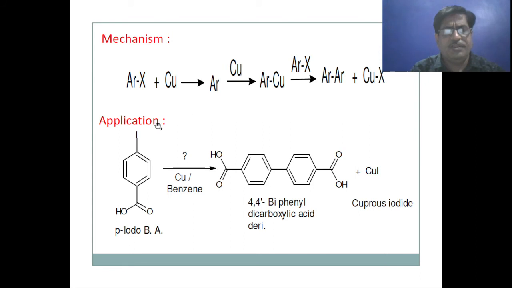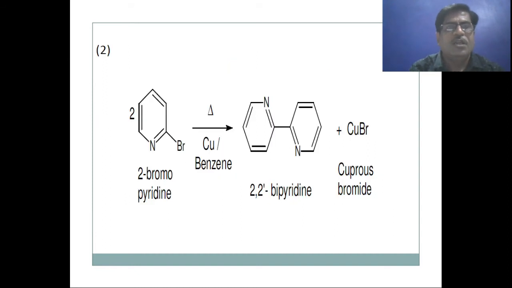So this is another example or application of this reaction. When we take p-iodobenzoic acid in the presence of copper and benzene, a biphenyl dicarboxylic acid derivative is generated, and cuprous iodide is the byproduct here. So this is another example of a biphenyl derivative.